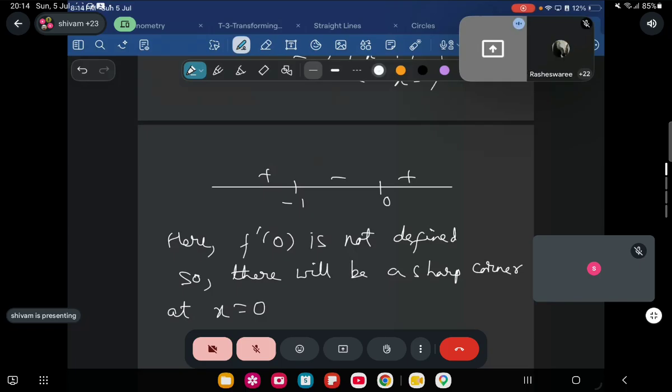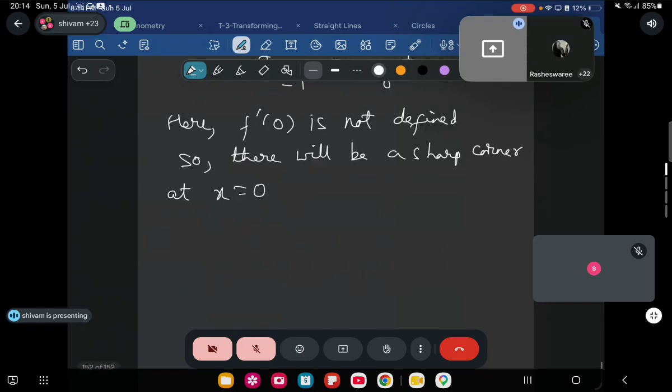At x equal to 0. Let us find out what will happen at infinity and minus infinity. Let us plot the graph. f of infinity is infinity. f of minus infinity is equal to infinity minus infinity form.